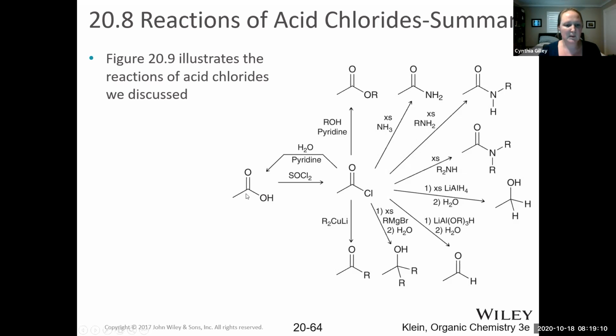So note that carboxylic acids are converted to acid chlorides using SOCl2, and that acid chlorides are a very useful synthetic intermediate to then access the production of esters, amides, and it can be primary, secondary, or tertiary amides. You can reduce it using LAH to a primary alcohol. You reduce it using the trialkoxy aluminum hydride directly to an aldehyde. You can form a tertiary alcohol using excess Grignard reagent or utilize the Gilman reagent to form a ketone.